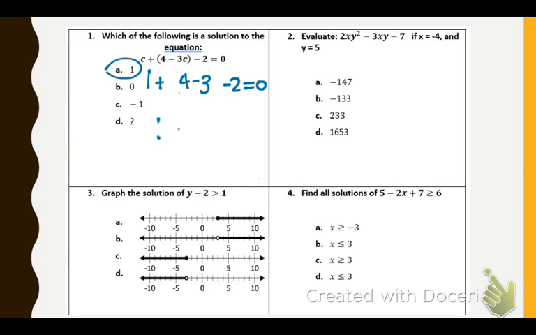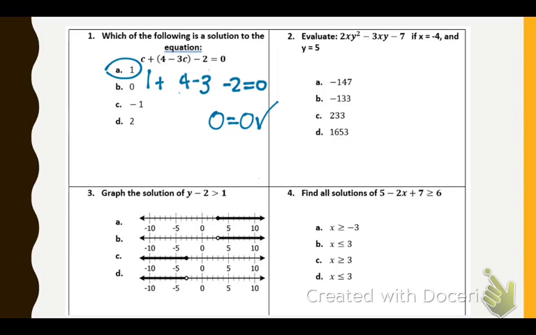We're just going to go left to right. What's 1 plus 4? 5. Minus 3? 2. Minus 2? 0. Does 0 equal 0? Yes. So either way you had solved it, you could have plugged it in, or you could solve it like normal. Always use your answers to your advantage.